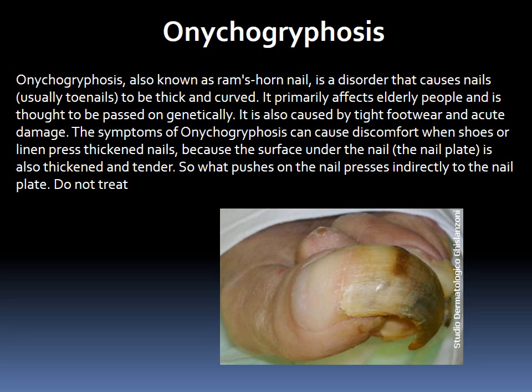Onychogryphosis. Onychogryphosis is also known as ram's horn nail. It is a disorder that causes nails, usually toenails, to be thick and curved. It primarily affects elderly people and is thought to be passed on genetically. It is also caused by tight footwear and acute damage.